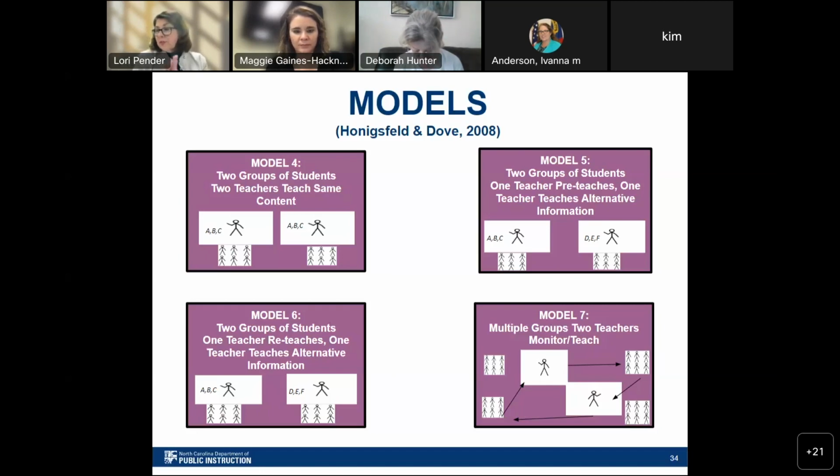All right, great. So we're going to move on now and explore each of the seven models, but we wanted you to look at them in terms of the one group of students versus two or more groups of students.